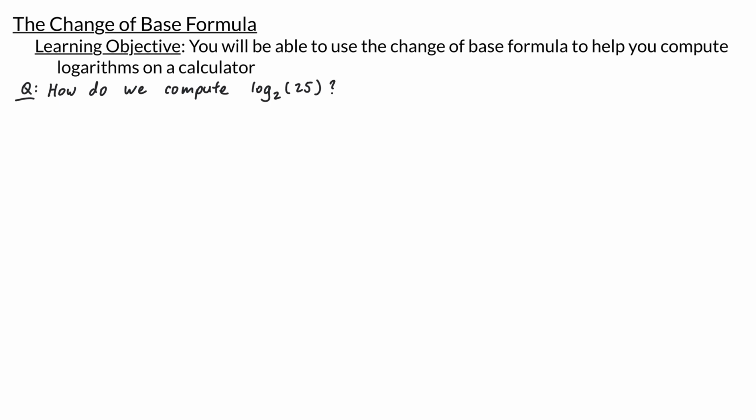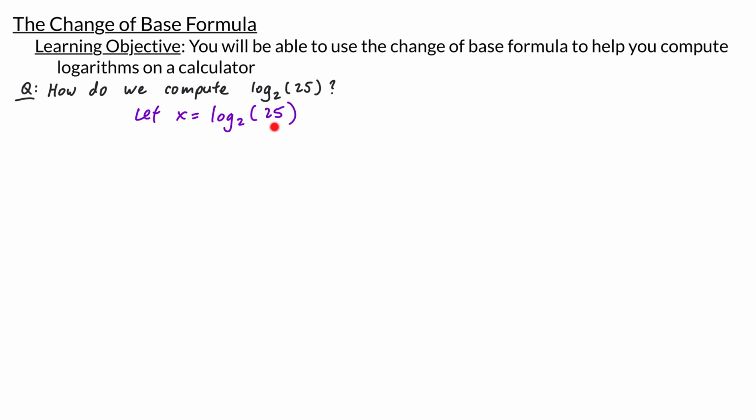But let's say we want an exact answer. Well, how would we type this into our calculator? We would need to change the base of this logarithm, so it's either base 10 or base e. That way we can use the log button or the ln button on our calculator. Let's see how we would go about doing this. To begin, we're going to name our logarithm x. So let x equal log with base 2 of 25.